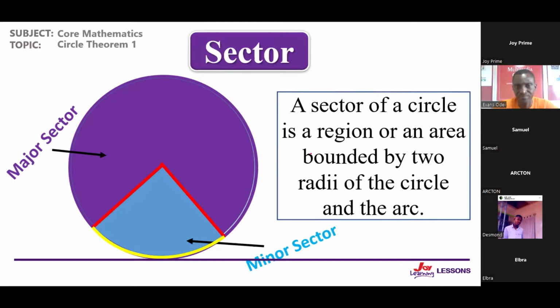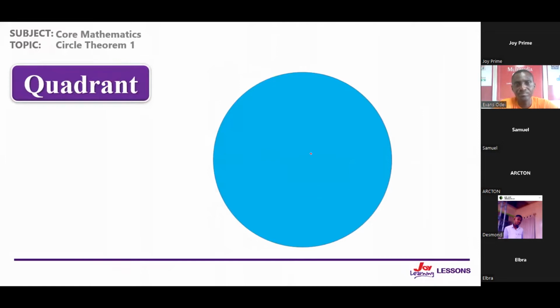Great. Then we have a quadrant. What is a quadrant? Look at the word quadrant. Something that has to do with four, right? Good. When we have two radii and we create a central angle, you can see the central angle here, and that central angle happens to be 90 degrees, then that special sector is given a new name: quadrant.